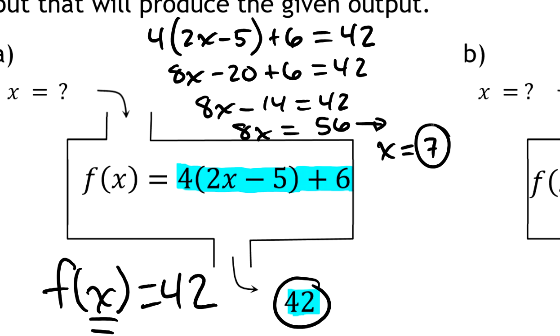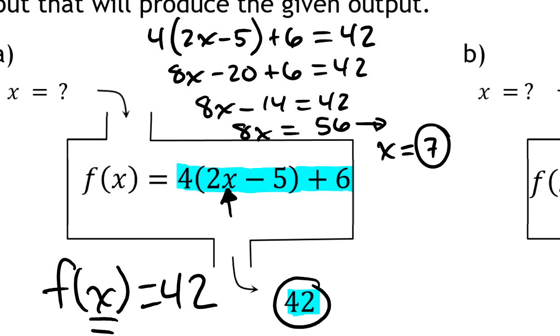And if I place that number in here, 2 times 7 is 14, and 14 minus 5 is 7, and 4 times 7 is 28. I'm sorry, 4 times 7, 14 is 28. And if I have 28 and I add 6, I'm not getting an output of 42.